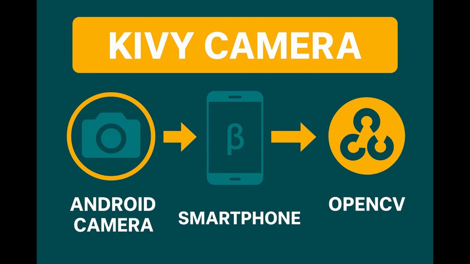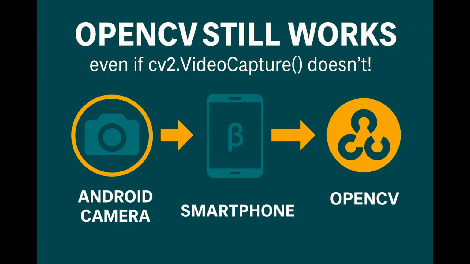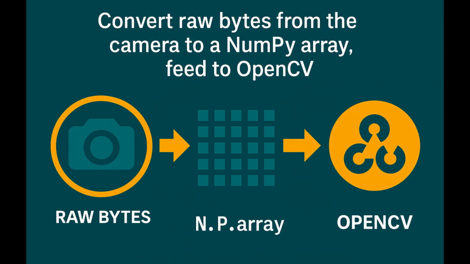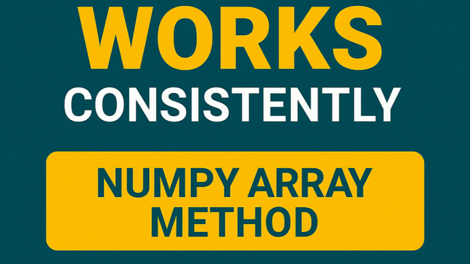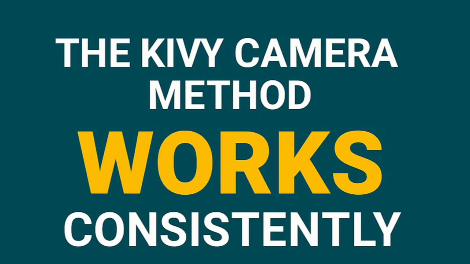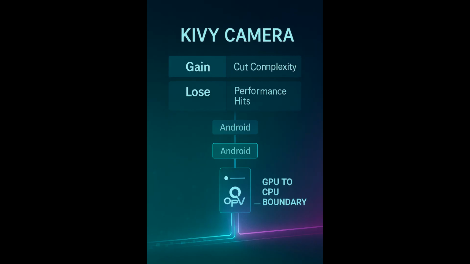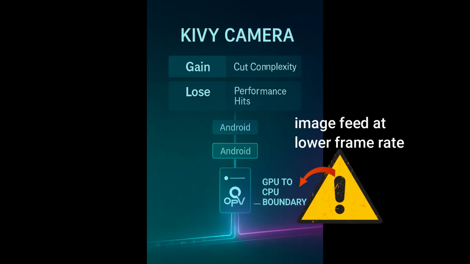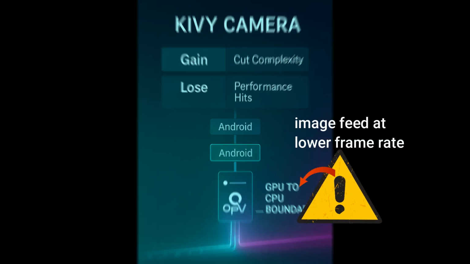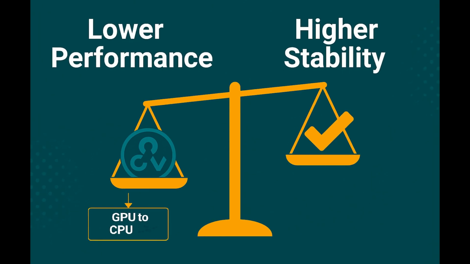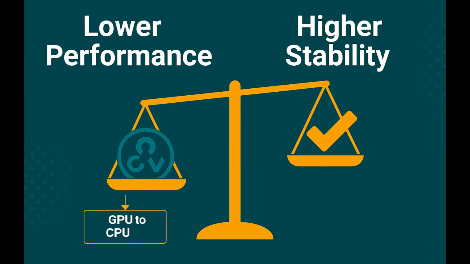Instead of relying on cv2 VideoCapture, you pull the texture's raw bytes yourself, convert them into a NumPy array, and then feed them to OpenCV. This method works consistently across Android builds, no hidden dependencies, no extra provider required. The trade-off is performance. Because each frame crosses the GPU to CPU boundary, expect lower frame rates. That's the cost of control, but what you gain is stability and full visibility into what's happening with your feed.